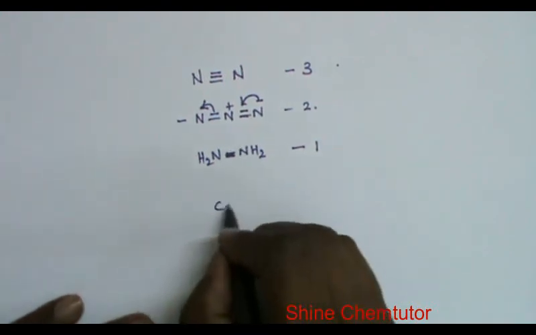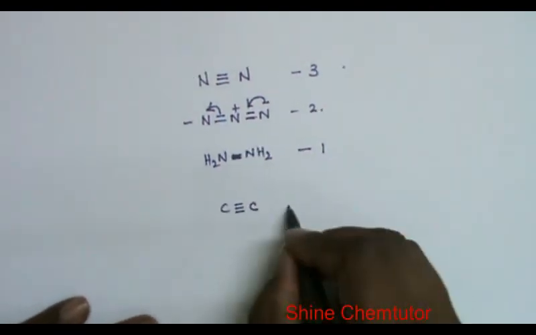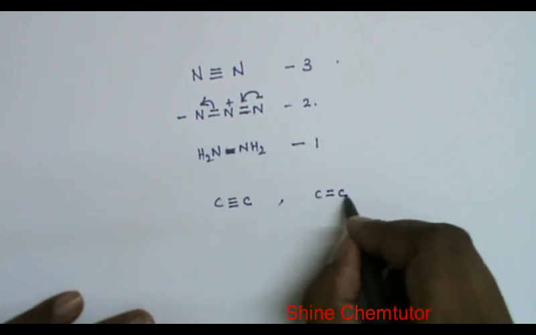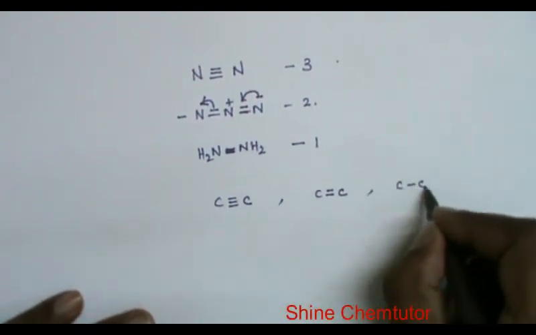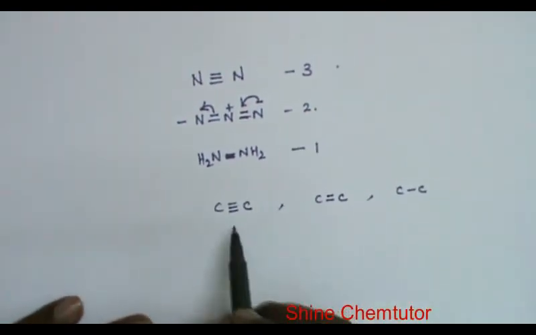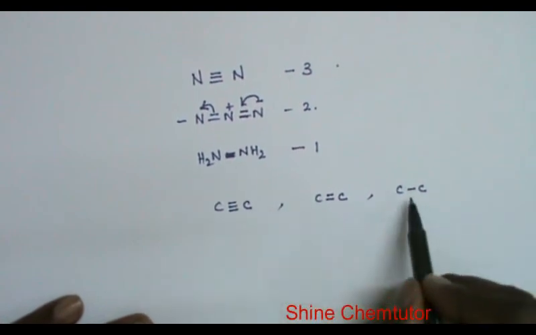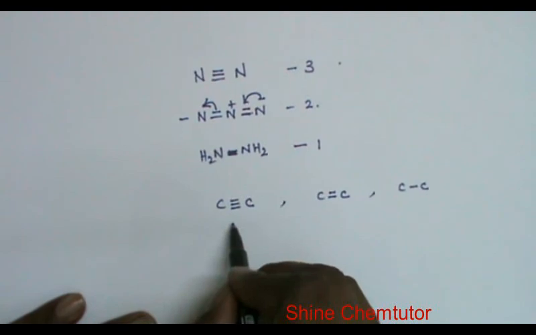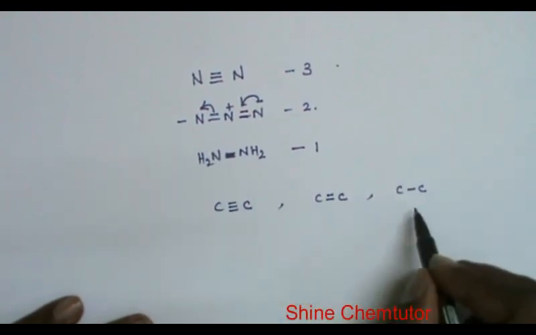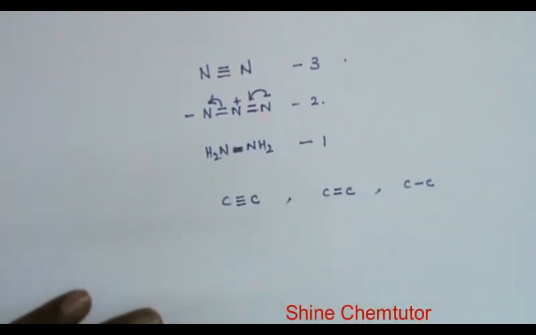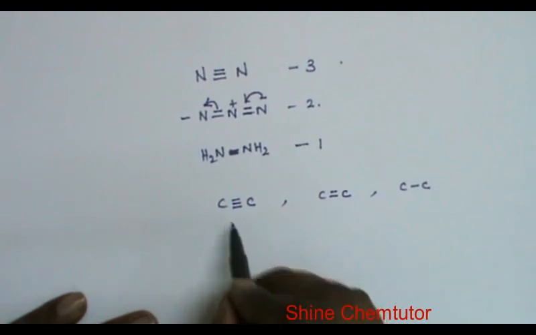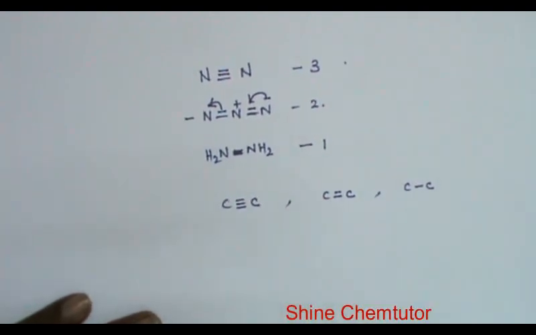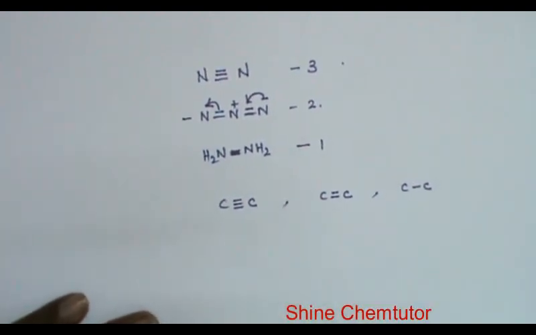Similarly, we can go for a carbon analog also. Carbon-carbon triple bond, carbon-carbon double bond, carbon-carbon single bond. This bond length will be shorter, this will be the longest. The bond energy will be more for this and it will be less for this. So based on this, we can go for bond strength, bond length and bond order.